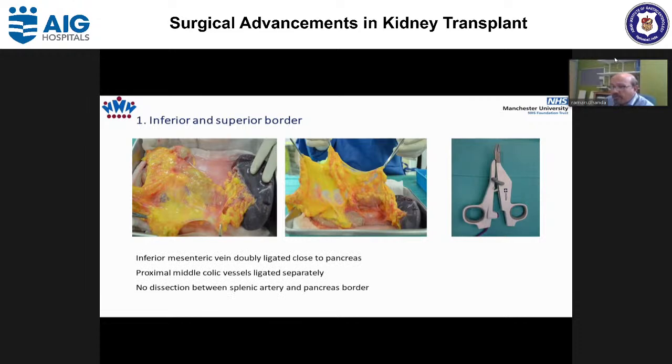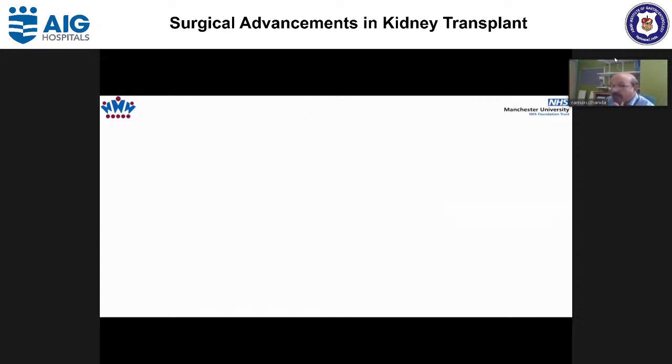At the lower border, you'll encounter the inferior mesenteric vein, which needs to be doubly ligated as close to the pancreas as possible. Towards the second part of the duodenum, you may get proximal stumps of middle colic vessels, which need to be ligated separately. And when you dissect the upper border, you just ensure that there is no dissection between the splenic artery and the pancreas borders. So you always stay outside the tortuosity of the splenic artery to avoid any damage to the vessels supplying the pancreas parenchyma.